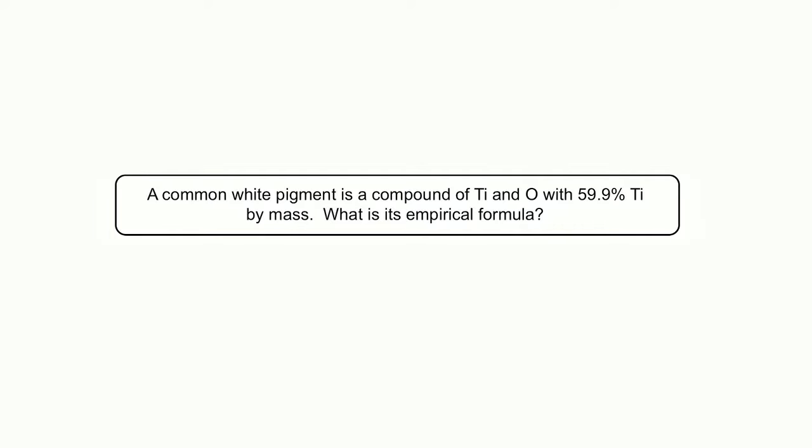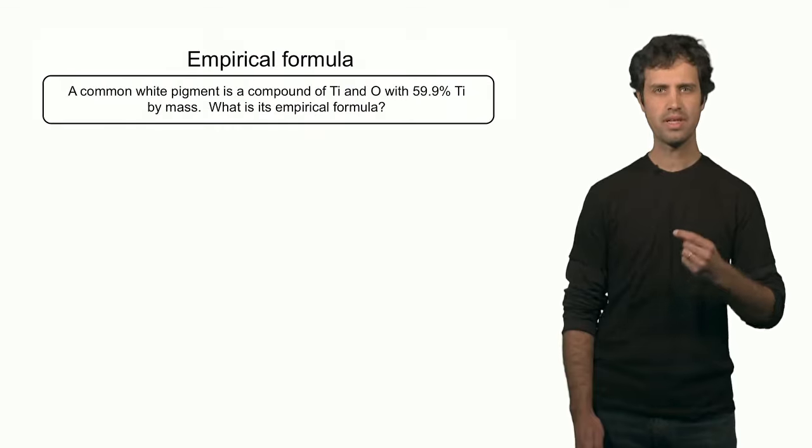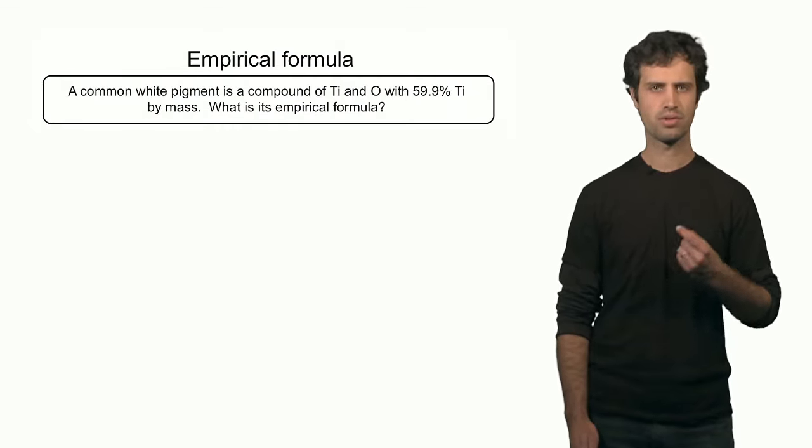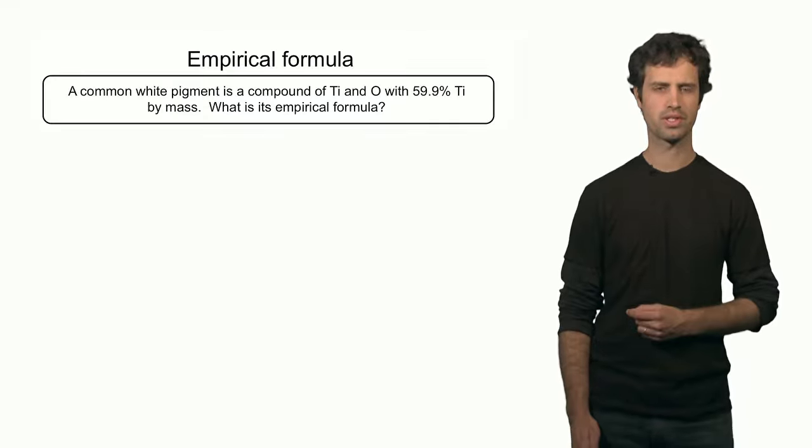Let's say I have a white pigment, and elemental analysis shows that this pigment contains titanium and oxygen elements. It also tells me that 59.9% is titanium. Now, these two pieces of information are enough to determine the empirical formula of this compound.